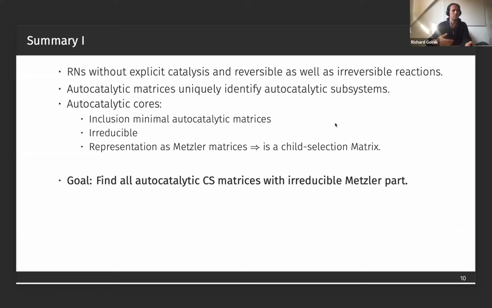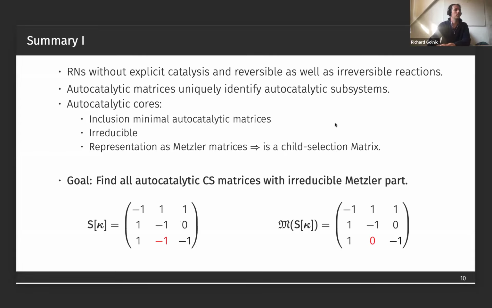And you may ask, okay, what is a Metzler part of a matrix? Whenever you have a matrix represented as a child selection matrix, and you find a negative off-diagonal entry, marked here in red, then you just turn these entries into zeros and you obtain what we call the Metzler part. If this Metzler part is irreducible, then we call this matrix a child selection matrix with irreducible Metzler part. And these negative off-diagonal entries become important later on, and I'm going to explain why.